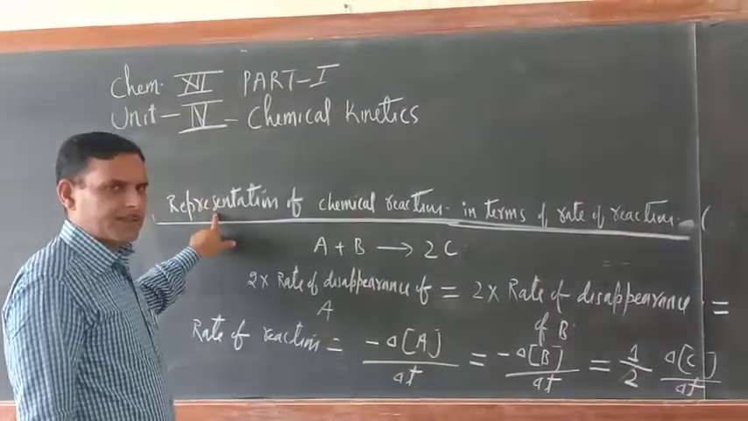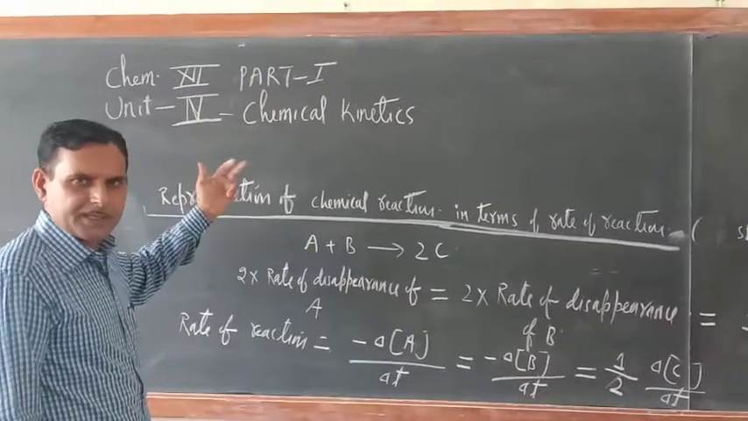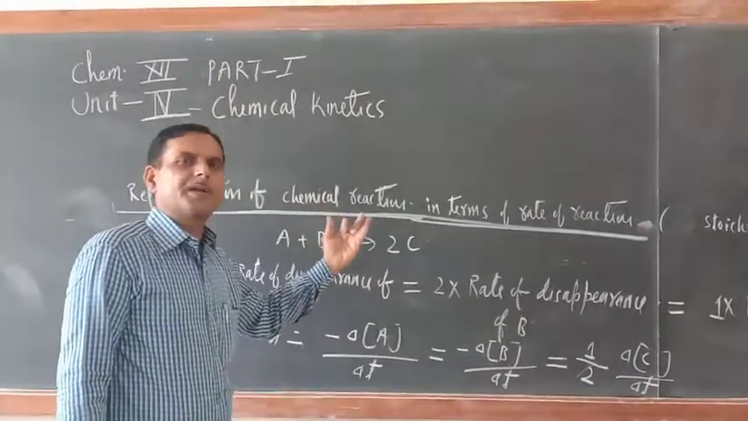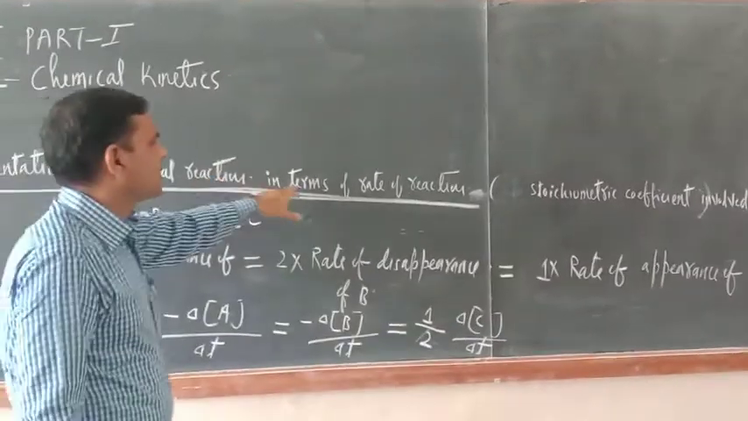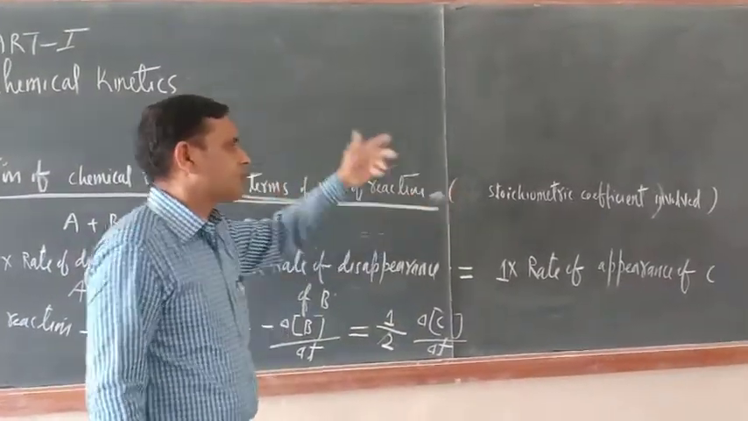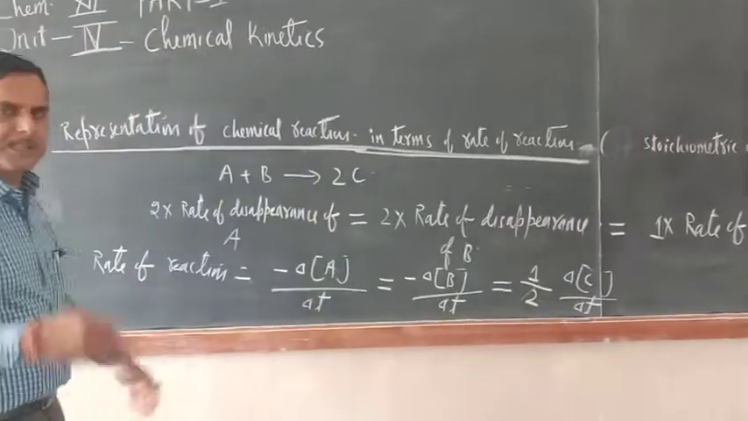Dear cadets, now the second category of reaction. In the first category, what was there? Stoichiometric coefficients were not involved. Now in the representation of a chemical reaction in terms of rate of reaction, stoichiometric coefficients are involved.